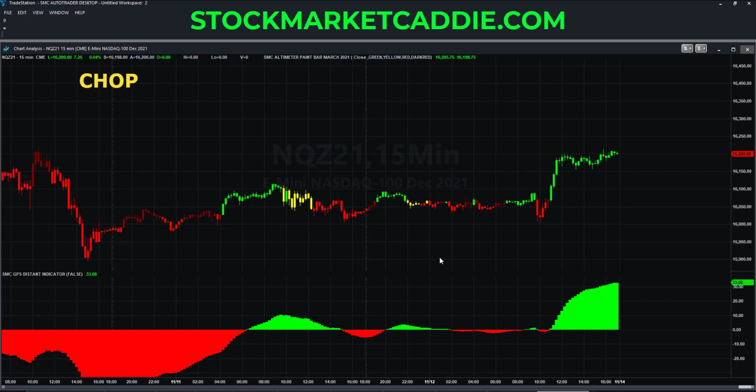This happens to be the NQZ. Happens to be a 15-minute chart. We have our GPS distant indicator down here below that we spent some time discussing in an earlier video on the subject of momentum. This time chart, by the way, has a paint bar on here that is congruent, I guess would be the right word, with Swing Machine.